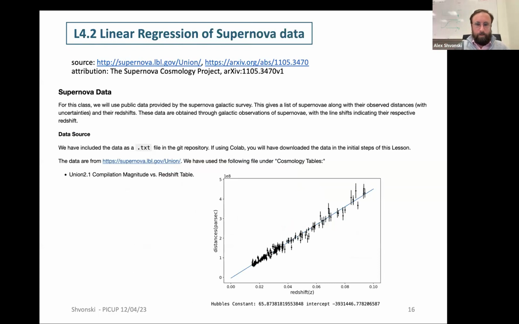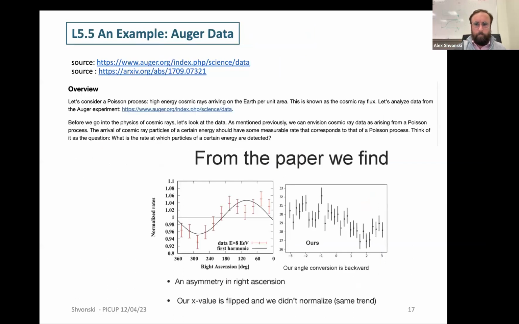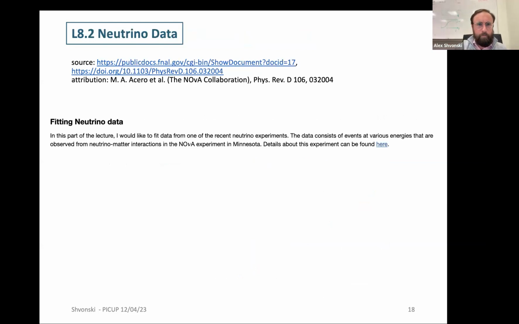Here, on the lesson on linear regression, we're fitting supernova data, so distance versus redshift, to find the Hubble constant. And you can go out to farther and farther redshifts, or you can constrain the data in different ways, or use uncertainties in different ways, and you'll get different fit values. So we use that as a launching point to talk about that. Here's some data on cosmic ray flux, and students are trying to understand whether this flux varies with position on the sky. And that was lesson 5.